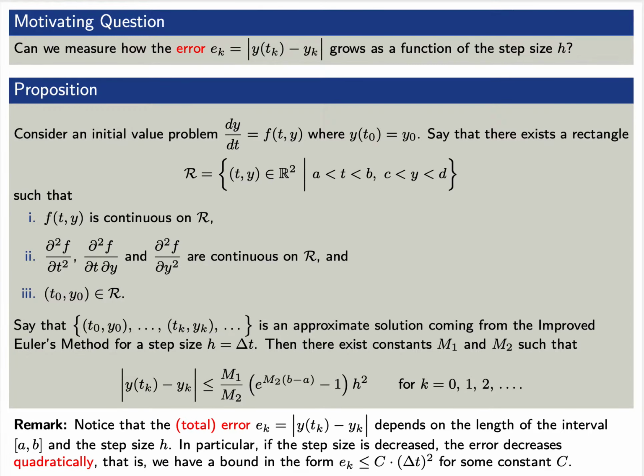Finally, we ask the question, how can we measure the error as it grows as a function of the step size h? The idea is that the error actually depends quadratically on the step size h. That is, with a couple of mild conditions on our function f, we can find constants M1 and M2 so that the total error is less than or equal to M1 over M2 times e to the M2 times (b minus a) minus 1 times h squared. In other words, there is a constant c so that our error is less than or equal to c times h squared.